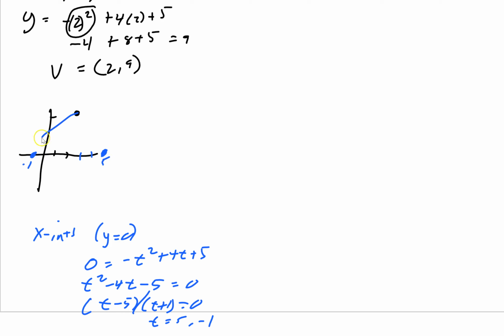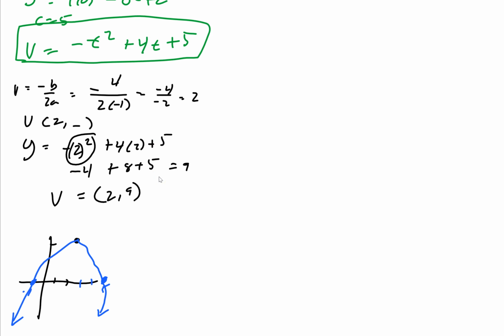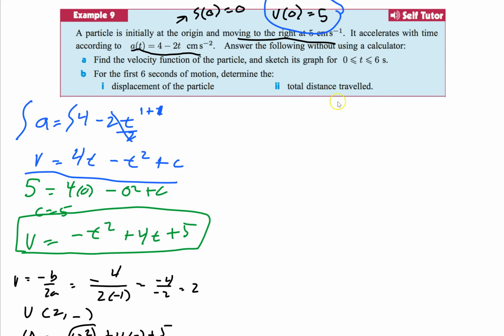It's opening down. So I get that. That's my crude sketch of that from 0 to 6, I think they wanted. So there's my graph.